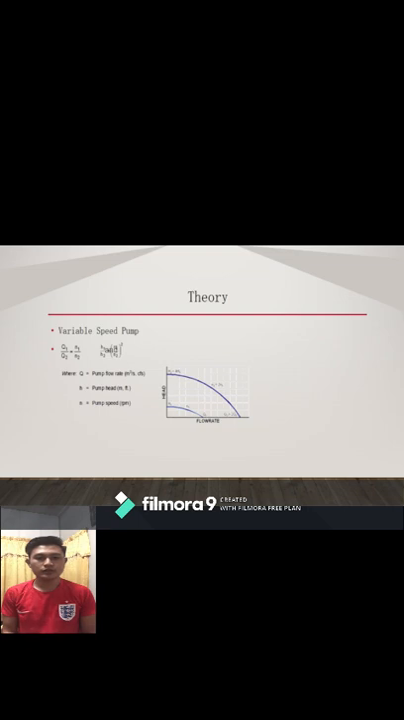For theory, variable speed pumps. A pump's characteristic curve is fixed for a given motor speed and impeller diameter, but can be determined for any speed and any diameter by applying the affinity laws. For variable speed pumps, these affinity laws are presented as Q1 over Q2 equals N1 over N2 and H1 over H2 equals square root of N1 over N2, where Q is a pump flow rate, H a pump head, and N is a pump speed.